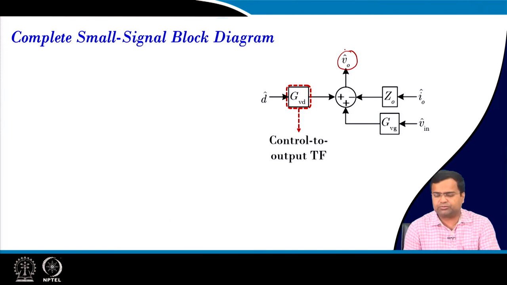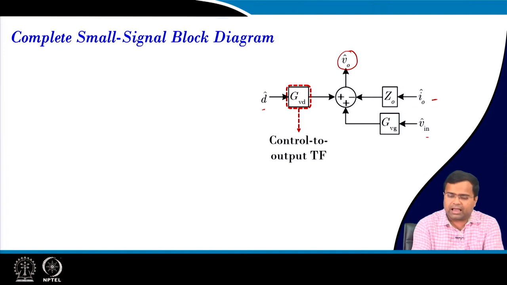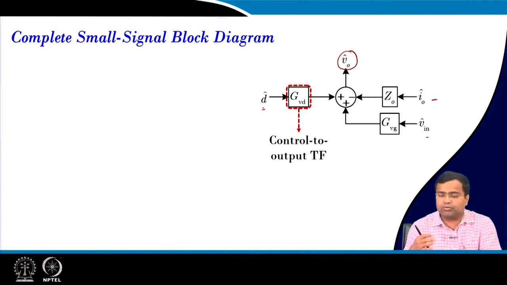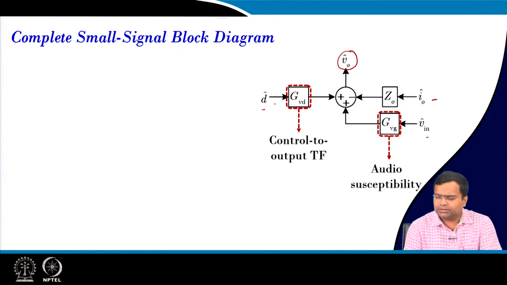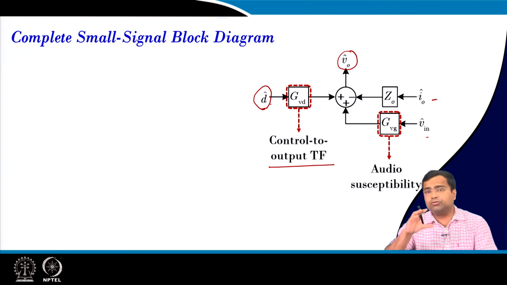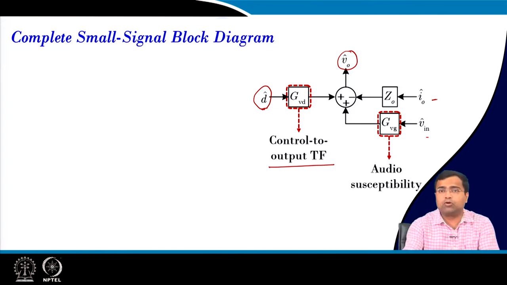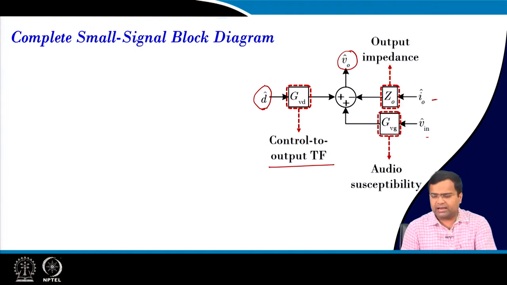Now, in the complete small signal model, we know that the perturbation in the output voltage can be expressed in terms of the perturbation of the duty ratio, the perturbation of the output current, and the perturbation of the supply voltage. Output current perturbation and supply voltage perturbation are external, generally considered to be disturbances, and duty ratio perturbation is the control variable used to regulate the output voltage for a change in load current or input voltage, or to achieve certain transient performance. GVG is known as audio susceptibility, which shows the effect on the output voltage of a change in input voltage. The control to output transfer function tells how you can counter the effect of a disturbance in the output voltage by adjusting the duty ratio. Another is the output impedance.